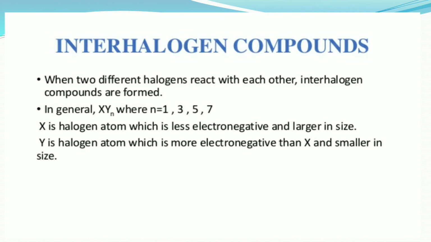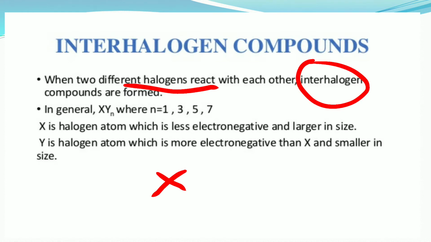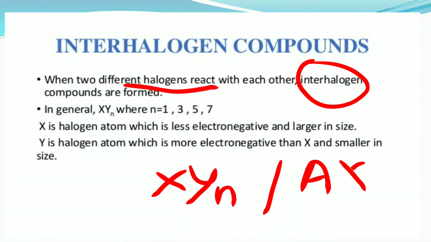What is an interhalogen compound? Here two different halogens react together, there is a formation of a molecule, and those molecules are called interhalogen compounds. These interhalogen compounds have the general formula XYn, or we can write it this way also, AXn. Both are the same, where n is equal to 1, 3, 5 and 7.